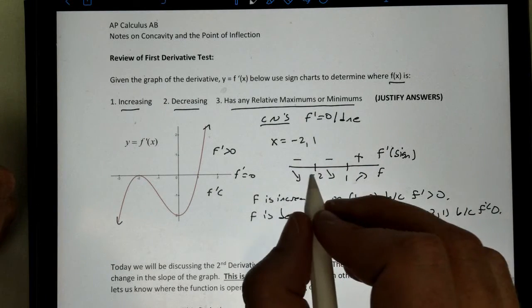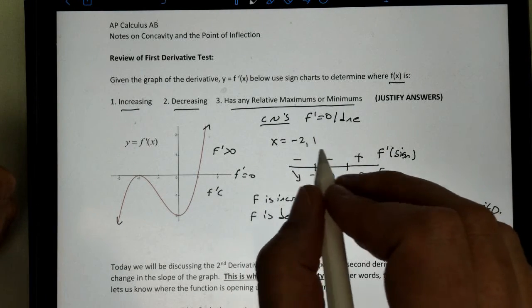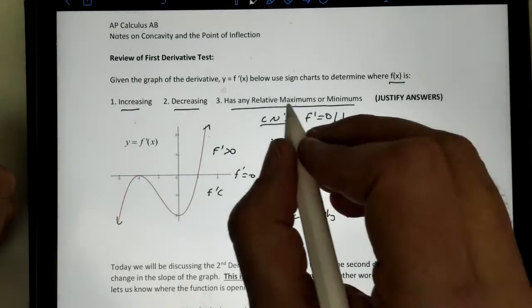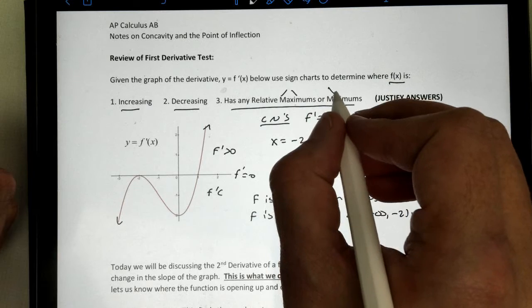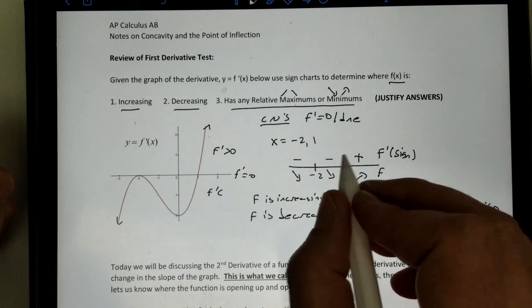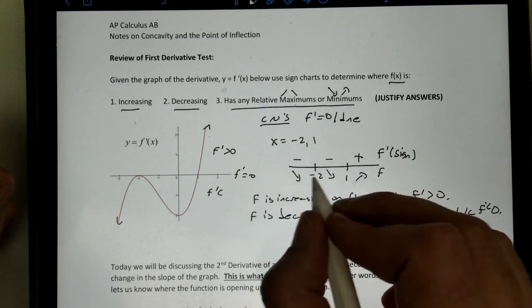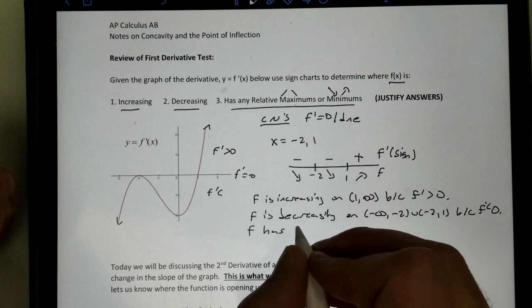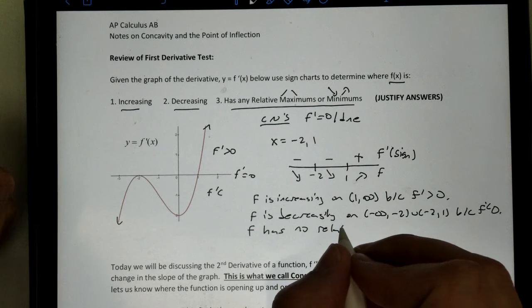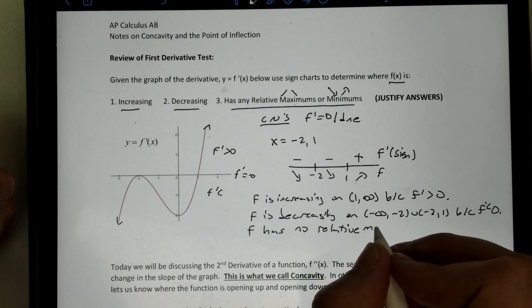We don't have a relative maximum. Remember, for a maximum, you have to go up and then down. For a minimum, you go down and then up. We do have a relative minimum, but there are no relative maximums. So I'm going to say that f has no relative maximums. Remember, spell it out, relative max.